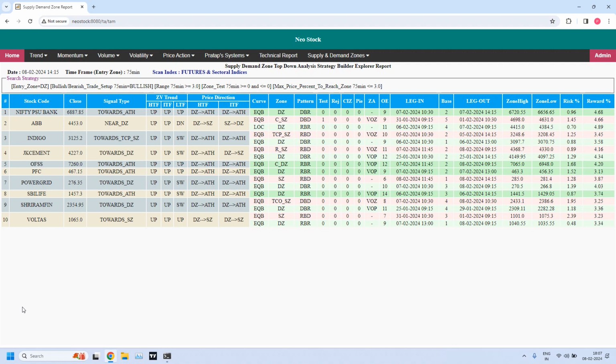All these stocks are having a minimum 3% reward. If you minimize the risk, if you fine tune the demand zone, risk will be minimized. That way you get even more reward. That way you get the best RR also.